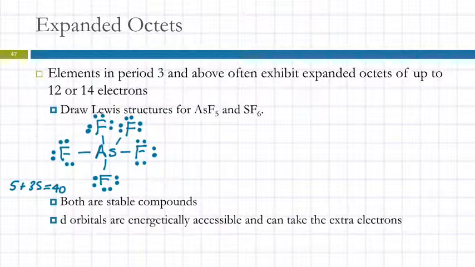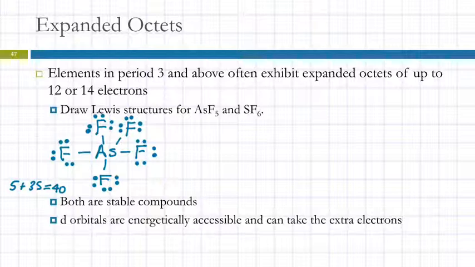You could draw other structures that don't violate the octet rule. Well, actually, maybe you couldn't. There's just too many electrons. You could try putting this fluorine off of another fluorine so that you only have 8 around arsenic, but you're not going to be able to do anything else that gives you 0 formal charges on everything.